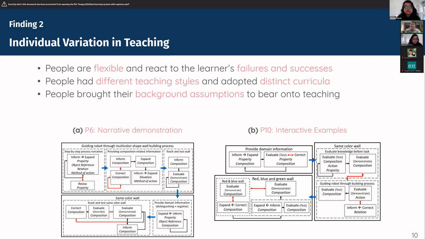We also had examples of people who had a more demonstrative style of teaching. So they would do the things as they were explaining them, and then expect the robot to learn from that information. And then people also brought their background assumptions to teaching, which is something we hadn't predicted, but we should have. And what was interesting was people who had experience with coding or programming were the worst at following our protocol at teaching the robot successfully.